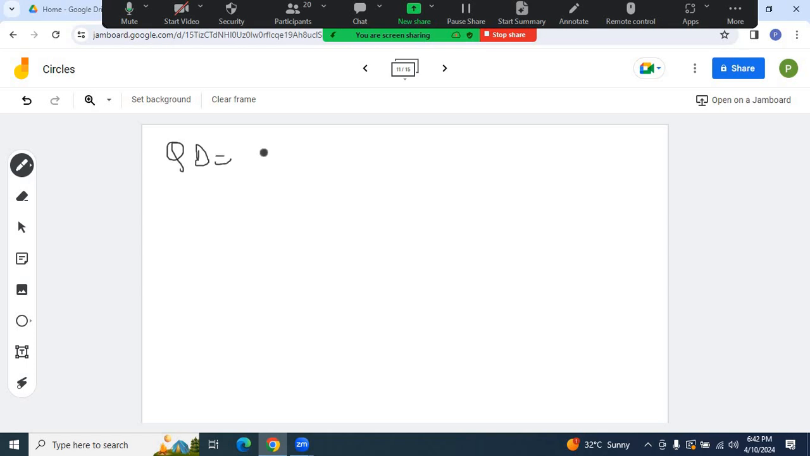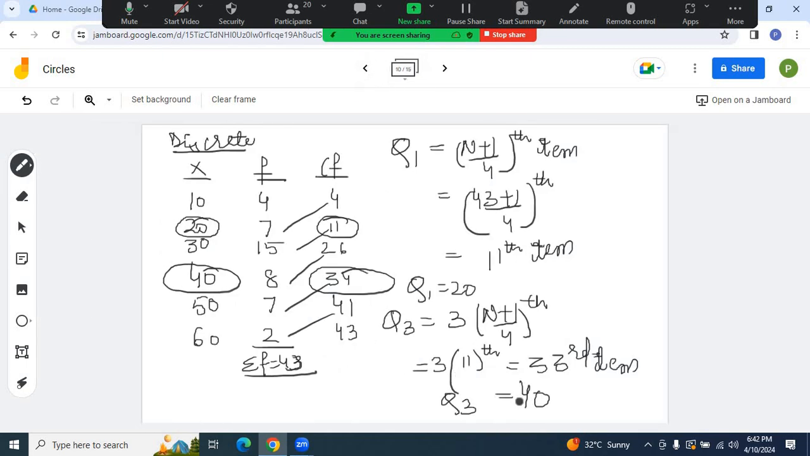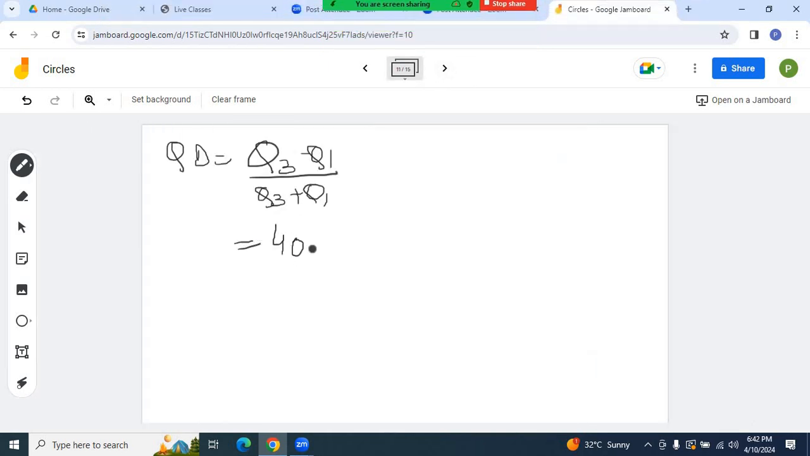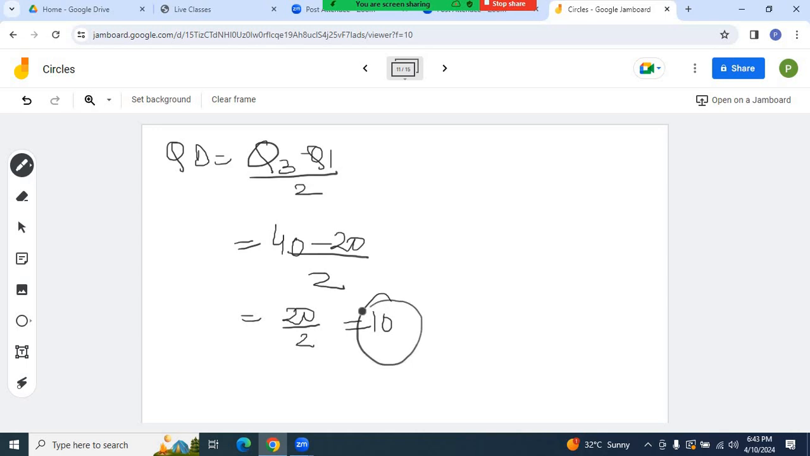Quartile deviation will be Q3 minus Q1 upon Q3 plus Q1. So Q3 is 40. Sorry, quartile deviation is (Q3 minus Q1) upon 2. That is the coefficient, sorry, the deviation. 40 minus 20 upon 2. 20 upon 2 is 10. So 10 is the deviation.